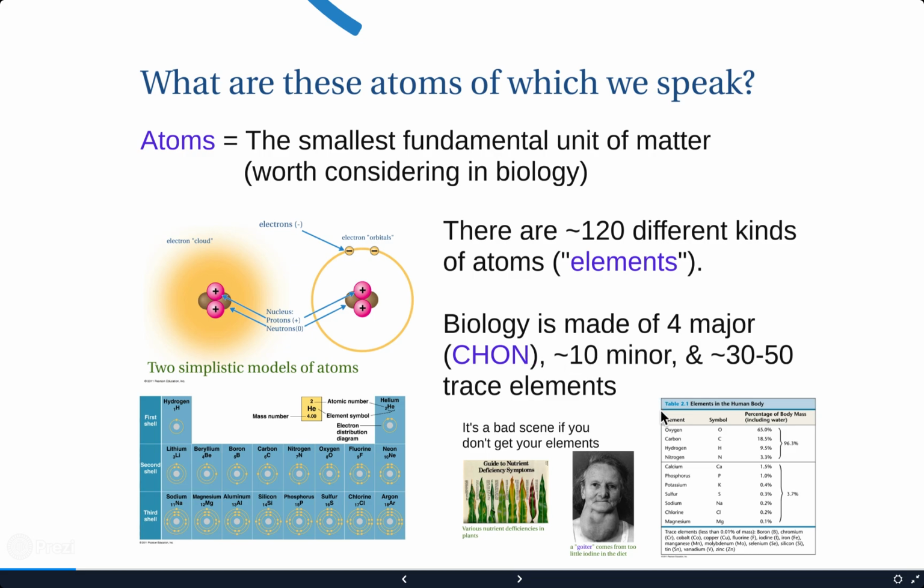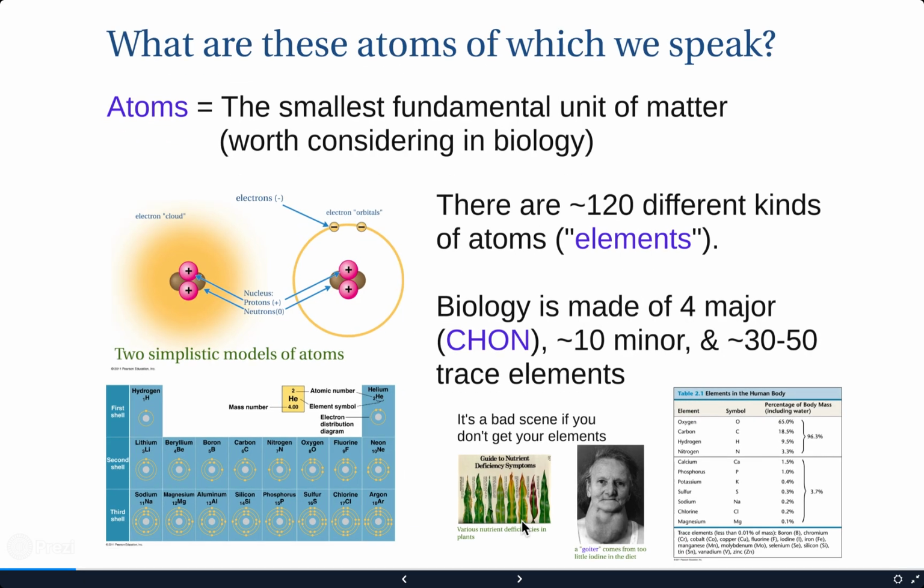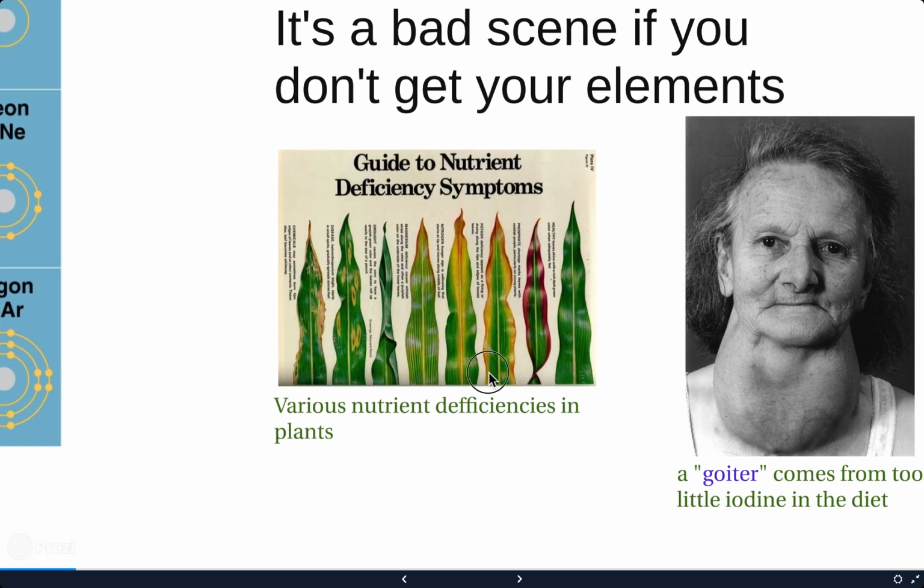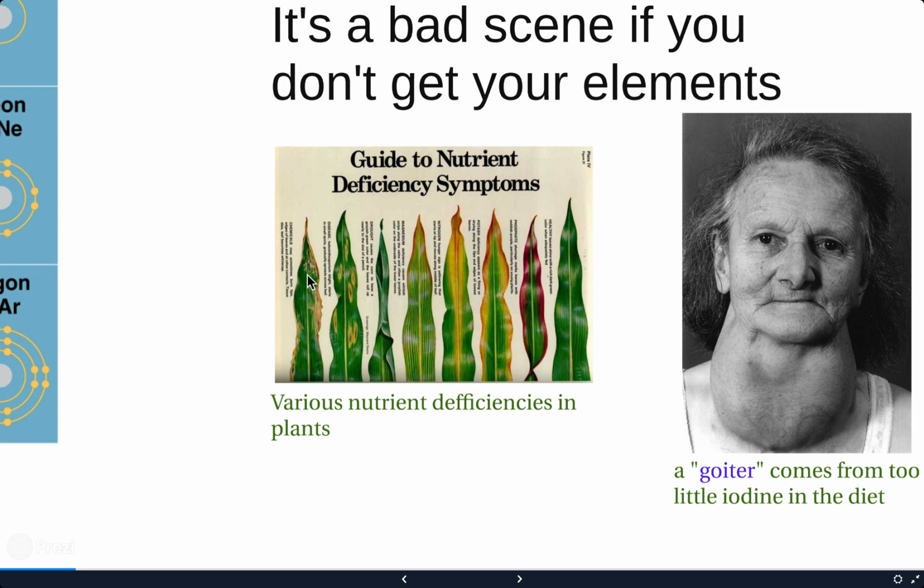Then 10 minor elements, which you can see here on this list, like calcium, phosphorus, potassium, sulfur, sodium, chlorine, and magnesium. And then 30 to 50 trace elements, but the trace elements are just as important. You can see here someone has goiter, which is when the neck becomes enlarged because of a lack of iodine in their food. And in this picture, you can see various nutrient deficiencies in plants. This middle one, which looks really pretty with a slightly red tip, is from a magnesium deficiency. So you can see that it affects plants and animals.